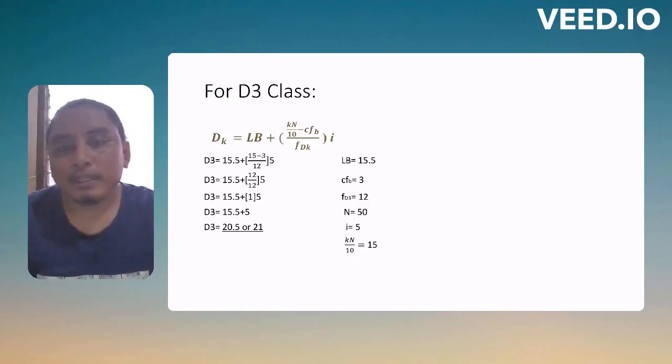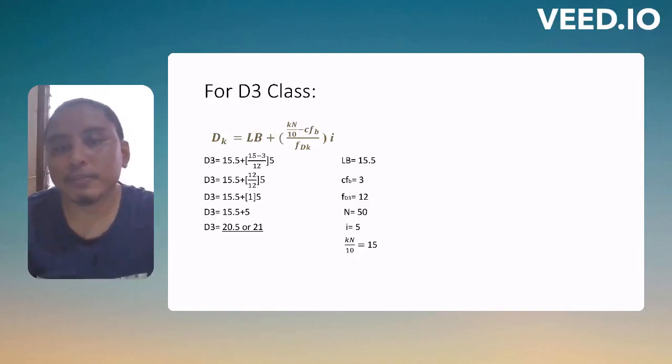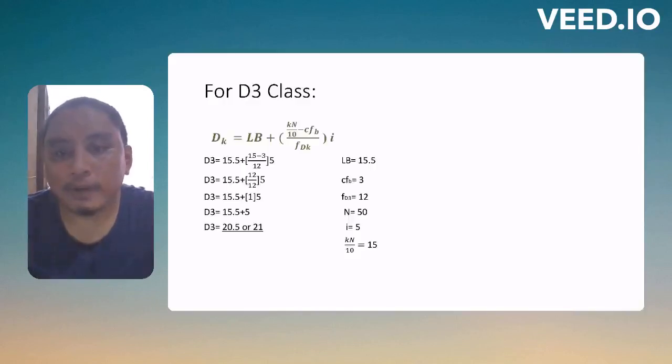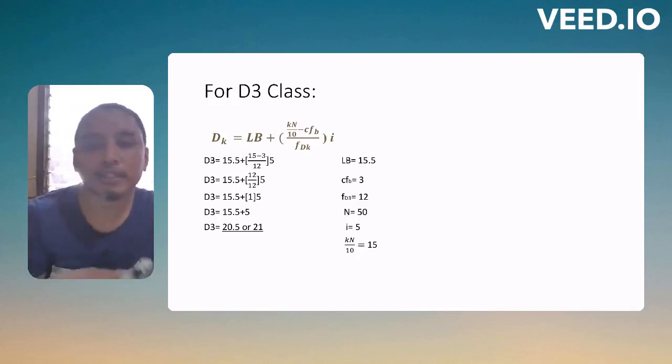So this is the formula for the D3. So D3 is equal to 15.5 plus 15 minus 3 over 12 multiplied by 5. So D3 is equal to 15.5 plus 12 over 12 multiplied by 5. So D3 is equal to 15.5 plus 1 multiplied by 5. So we got here 15.5 plus 5 is a total of 20.5, and we can round it off to 21. So our D3 is 21.